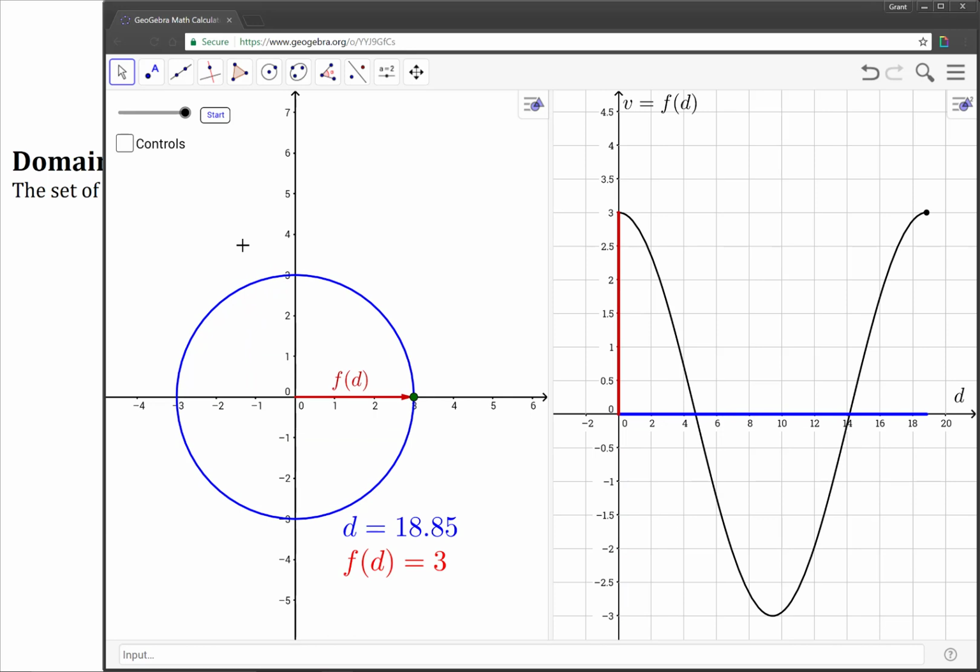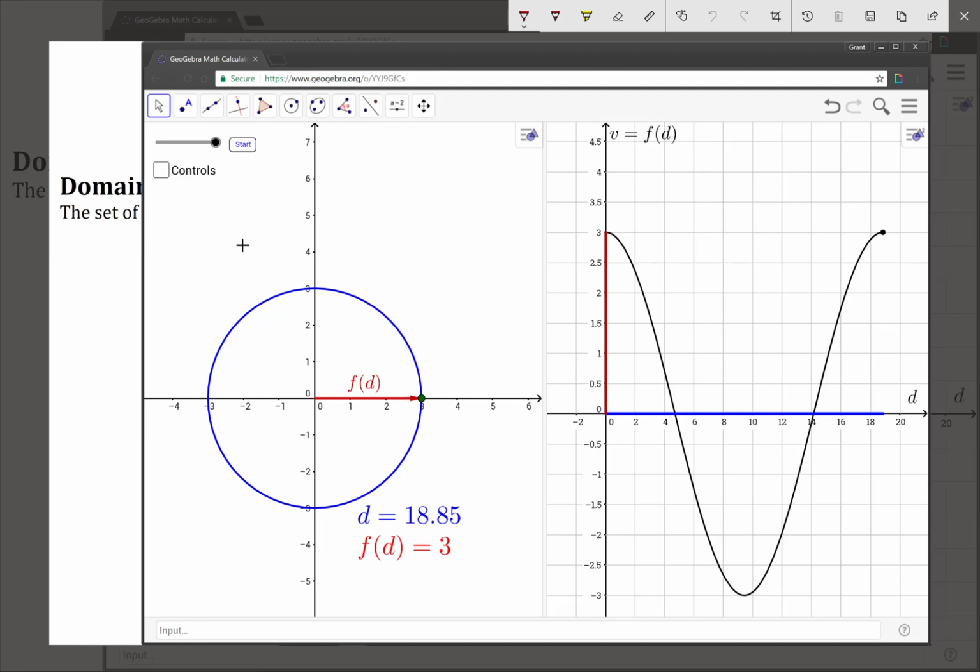Now in a previous video, we decided that the vertical intercept of f was 3, because f of 0 is equal to 3. We also decided that the graph has a couple horizontal intercepts, one at d equals 4.71, and one at d equals 14.14. And these are values of d that produce an output of 0, or values of d where the graph of f intersects the horizontal axis.